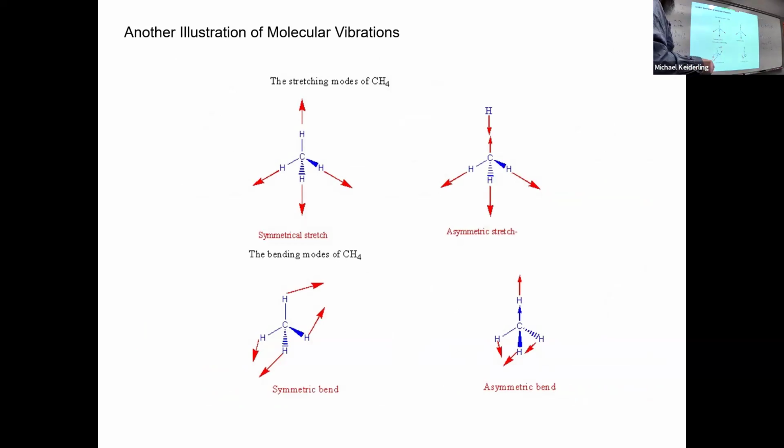Here's a symmetric bend. Here's an asymmetric bend. Here's an asymmetric stretch. Here's a symmetric stretch. If it's hard to tell the difference, they probably have the same resonance frequency anyways, so they end up degenerate. So telling the difference isn't that big of a deal.